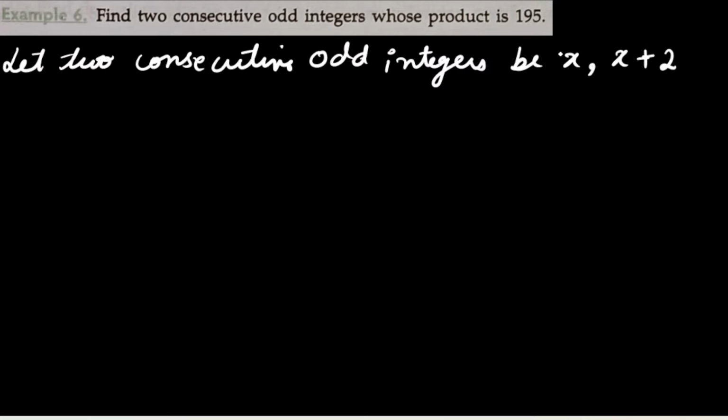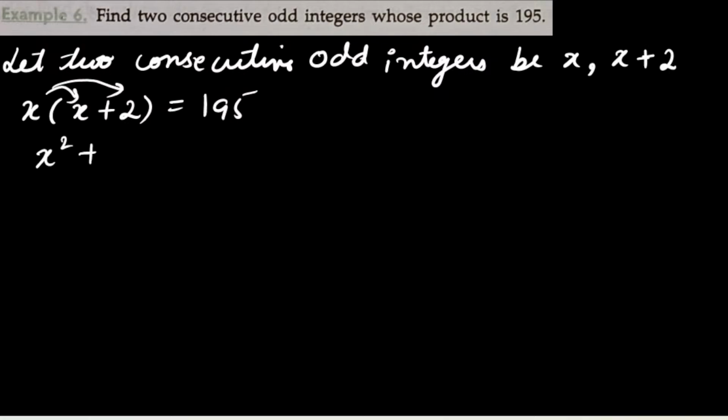Their product is 195. Product means multiplication, so we can simply write x into x plus 2 is equal to 195. This question was very simple. Only the logic you had to apply when assuming the number. Directly you cannot assume as x. One is x, the other is x plus 2. Product means multiplication, so we just multiplied the two assumed numbers, which gives x square plus 2x is equal to 195.